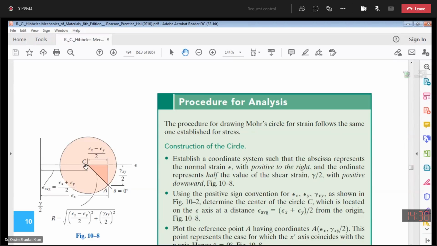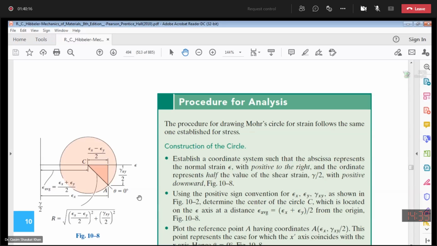So the x dash axis coincides with the x-axis. So theta is 0. So the coordinates of the reference point will be epsilon x and gamma xy over 2. Originally, if you recall, in the case of plane stress, the coordinates of the point A were sigma x and tau xy. So over here you will have epsilon x and gamma xy over 2.